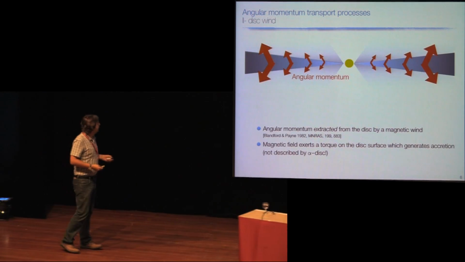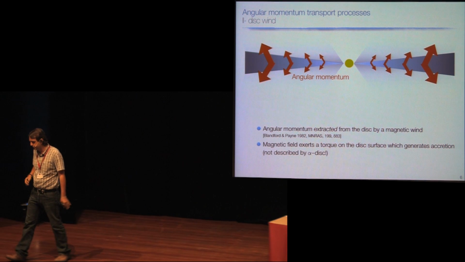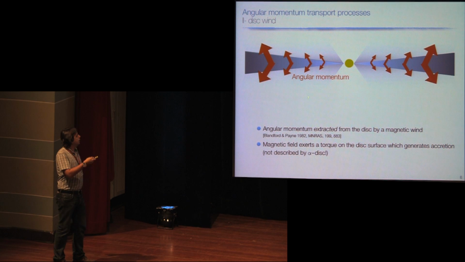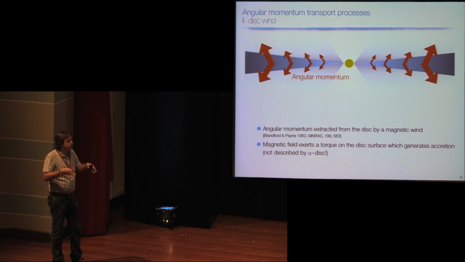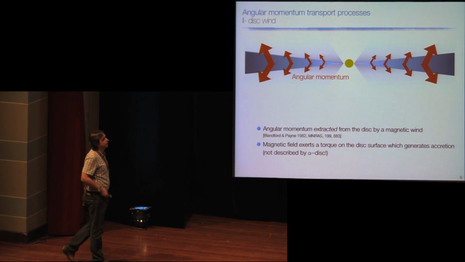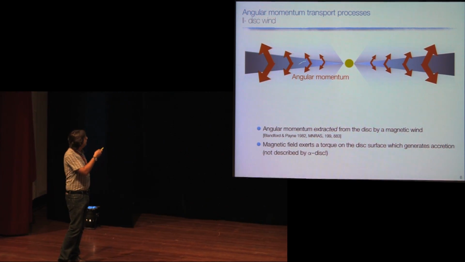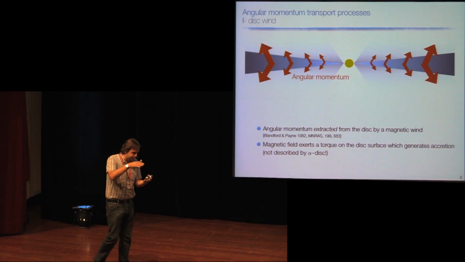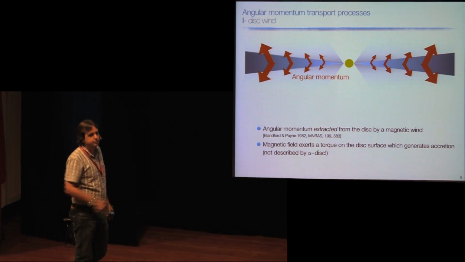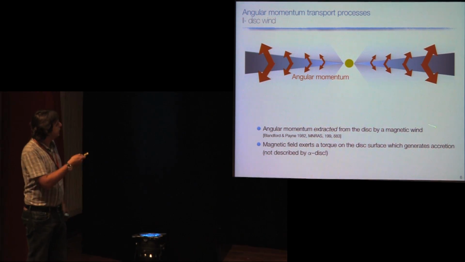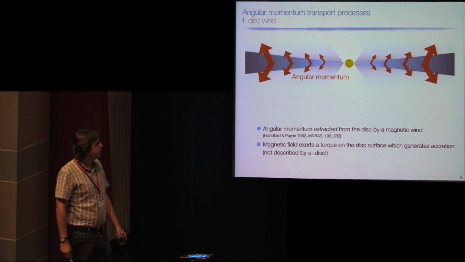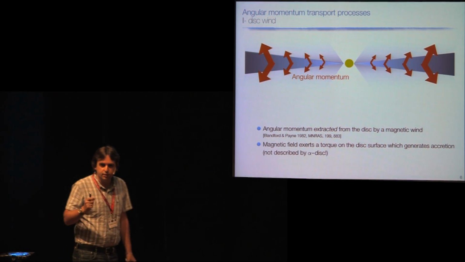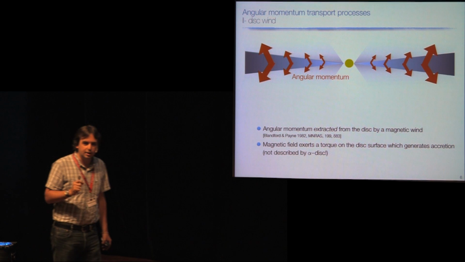Now, it turns out that you can have a different kind of process, which is driven by winds. So in this case, the angular momentum does not stay inside the disk. It's evacuated on both sides by a wind. So essentially, the idea is that the wind is exerting a torque at the surface of the disk. It's slowing it down so that you have accretion in the mid-plane. So this thing is essentially driven by magnetic fields, and something you have to remember is that this kind of accretion process is not described by an alpha disk model at all.